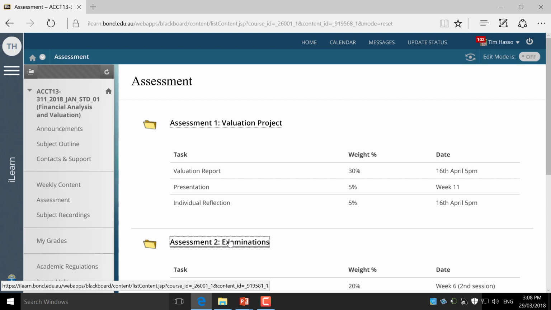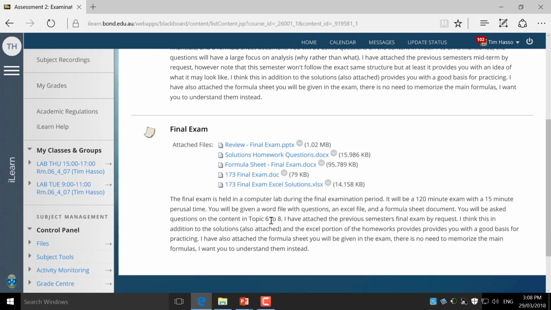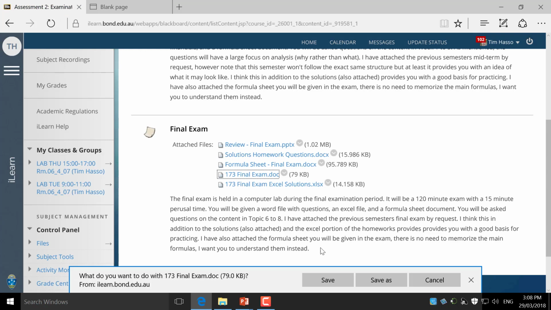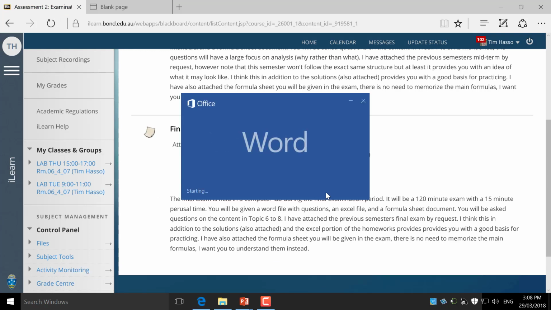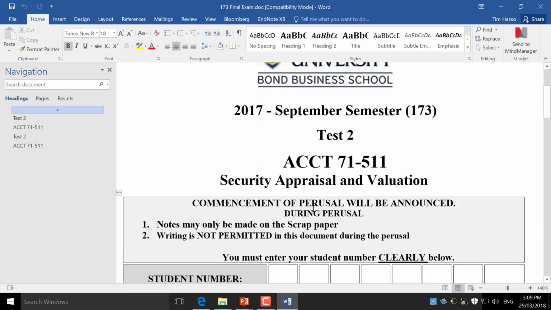So what I would suggest is that when you study, use the former final exam from last semester to do the calculation questions. Use those calculation questions just to practice to see how you do. Again, there are solutions just so you see if you've done it right.